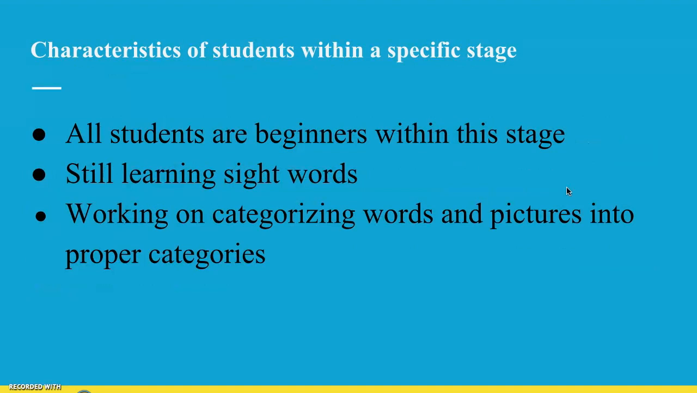Some different characteristics of students within the emergent stage include that all students are beginners, just like Clay said. So the students within this stage are going to be beginners within school. They're still going to be learning their sight words, so once they see a sight word, they might not be able to say it right away. So that's one of the reasons that we picked this, is that way we can work with them on that. And then they're going to be working on categorizing words and pictures into the proper categories because, like we said, if the student isn't able to recognize the word at first, hopefully they can recognize the picture and which category it would go into.